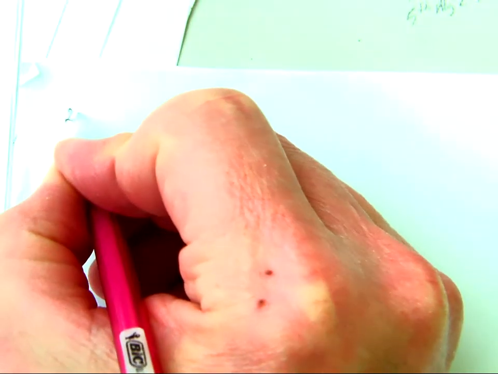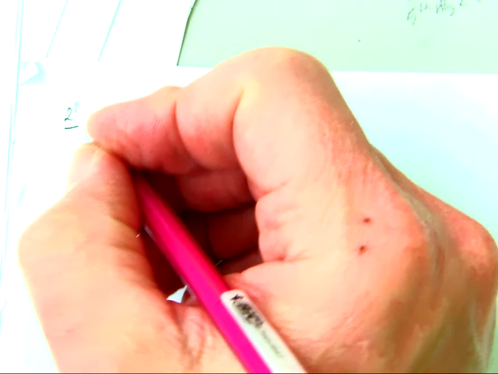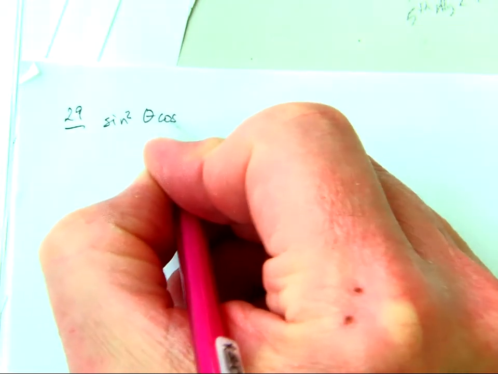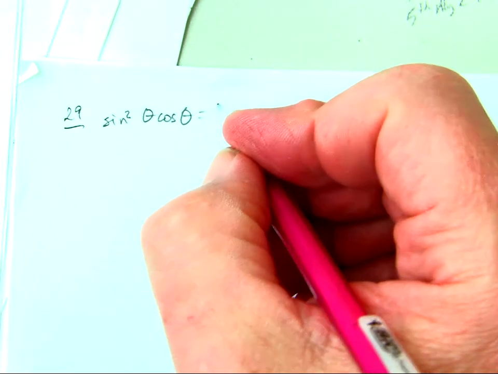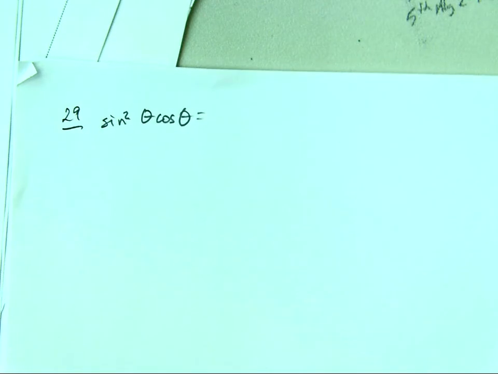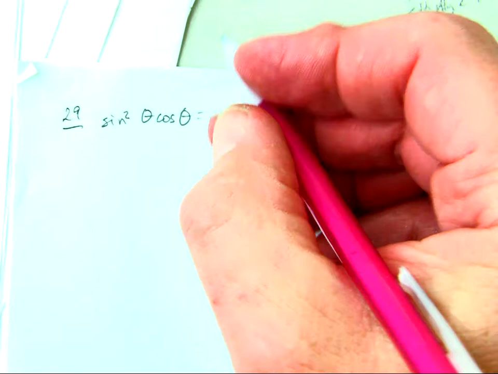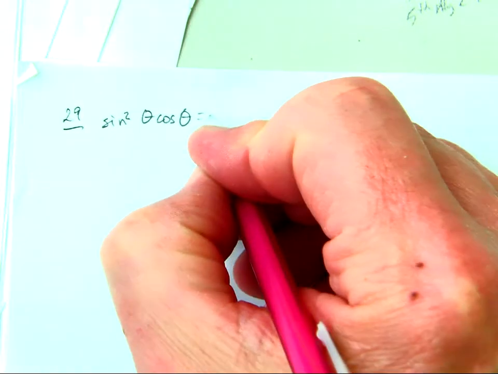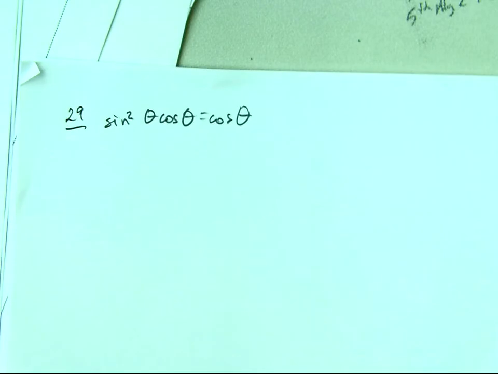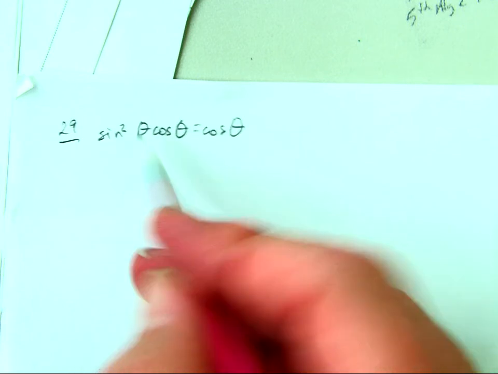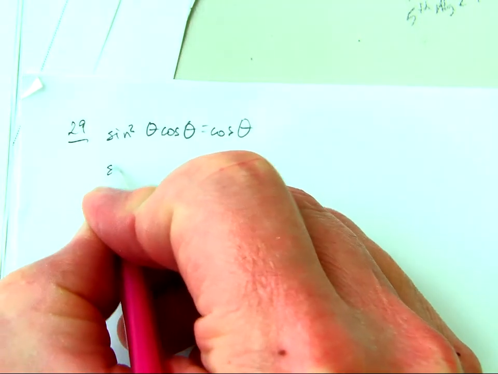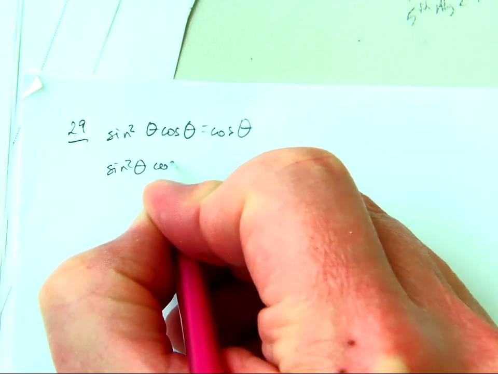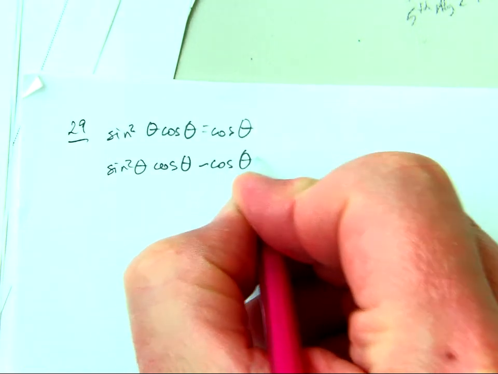Let's go to 29. So, sine squared theta cosine theta equals cosine theta. Now you look again, how many trig functions? Well, I see a sine and a cosine, so it's more than one, so we need to get it equal to 0. Let's say I move that cosine to the left side. Whenever you see more than one trig function, you want to get it equal to 0.